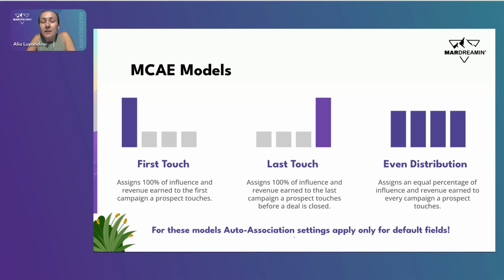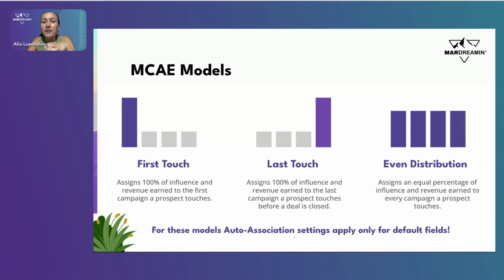And this first touch model assigns all the revenue to that primary source campaign. Then we have the last touch model. And this last touch model assigns 100% of influence to the last campaign a prospect touches before a deal is closed. So before the opportunity is closed.